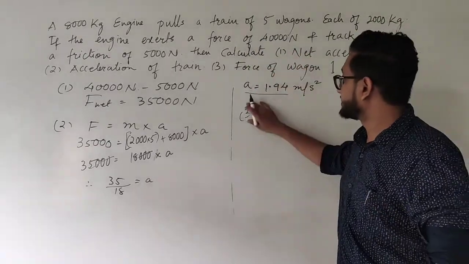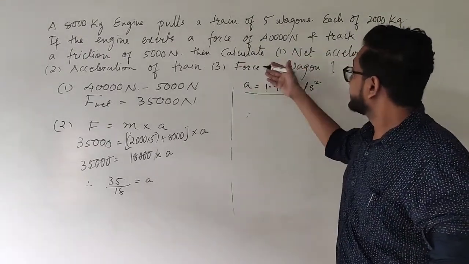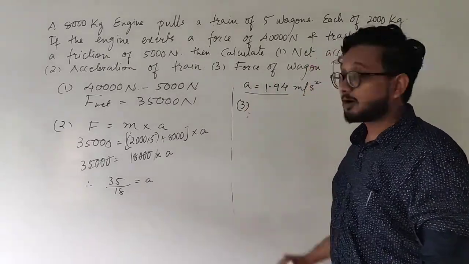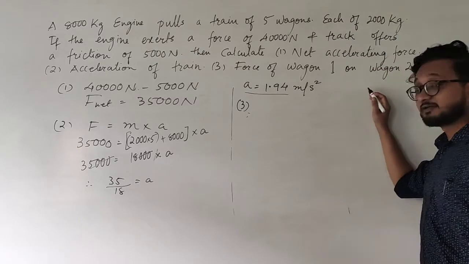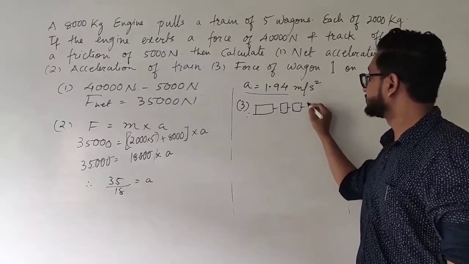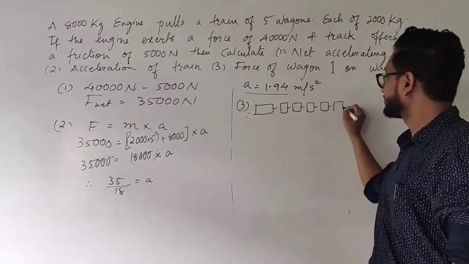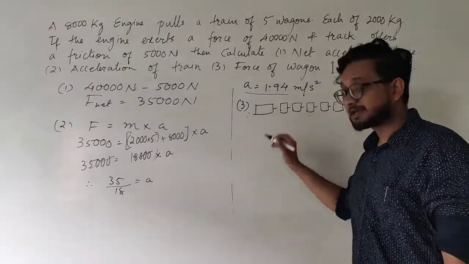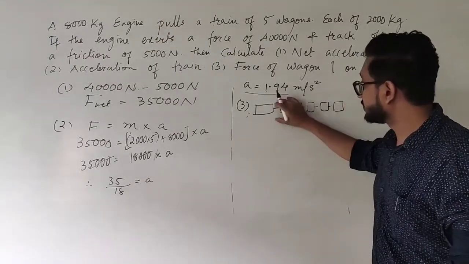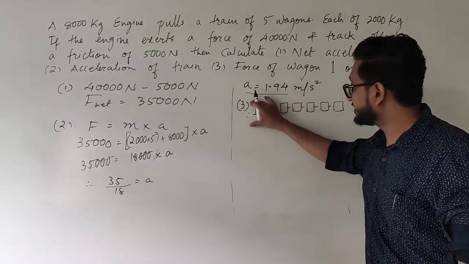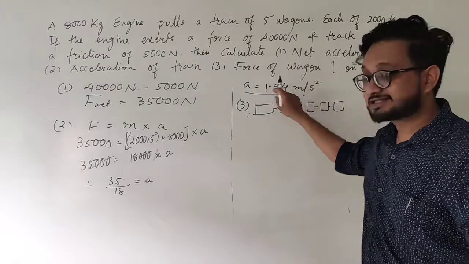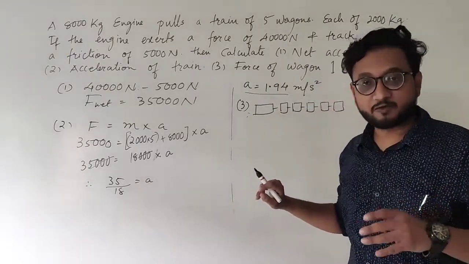The next part is the force of wagon 1 on wagon 2. Now this is the complicated one. Once again, let's see what happens. This is the engine, wagon 1, 2, 3, 4 and 5. Last time, we found that the total force was 35,000 newtons only for this part. Now we are including the engine as well. That is why the acceleration is less compared to before.